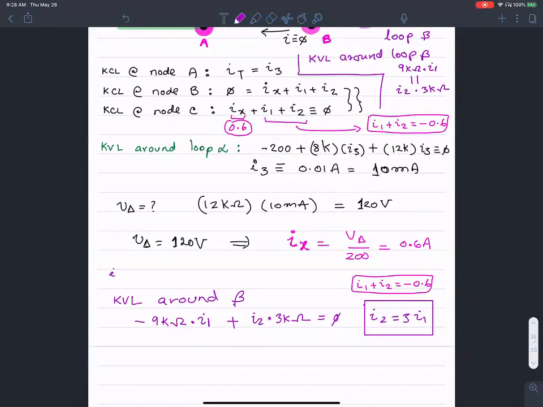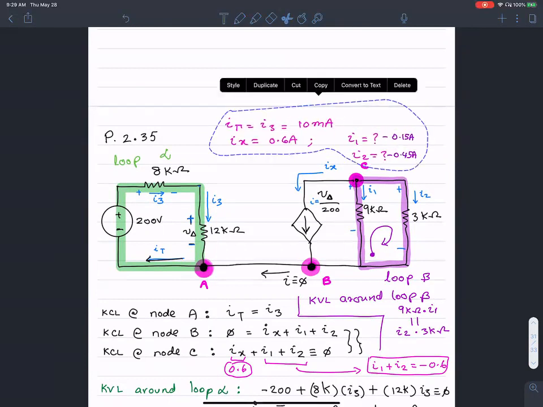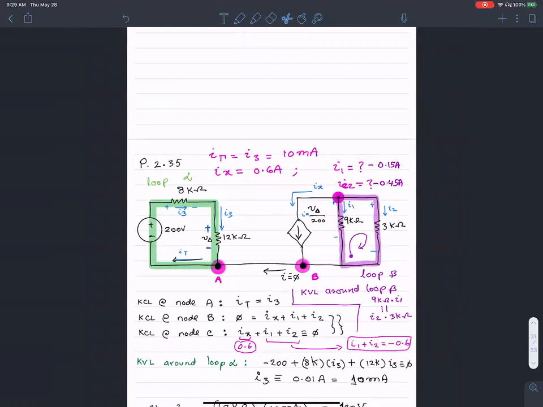If you do that, I1 is going to come out to negative 0.15 amperes, and I2 is going to come out to negative 0.45 amperes. Let me write it out here. So I1 is negative 0.15 amperes, and I2 is negative 0.45 amperes. We set out to find all the voltages and currents, and here we are. We have all the currents, and I leave it as an exercise for you to find the voltages, power supplies, and anything else in the problem. Does that make sense?